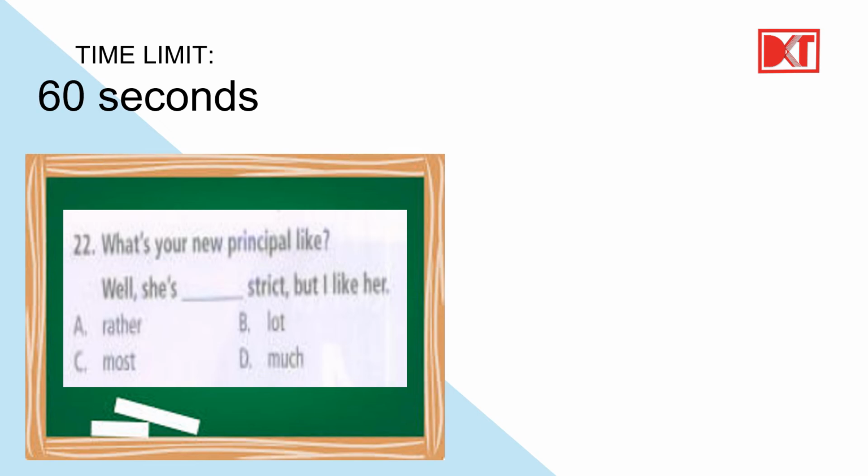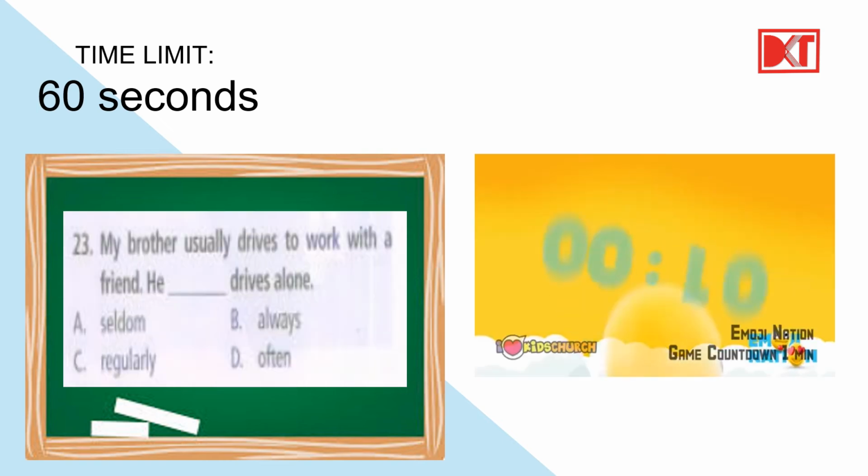The question says, what's your new principal like? Well, she's dash strict, but I like her. A: she's rather strict. B: she's lot strict. C: she is more strict, or D: she is much strict. So here the answer is A. She is rather strict. Alright.